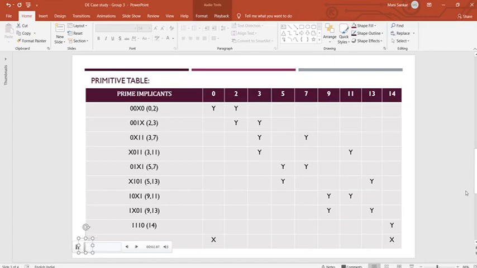After finding the first level reduction, we have to do the primitive table representation. This consists of the first level reduction values and the values which are given to us for finding the expression. For the first row we have 0, 2 in first level reduction. In this we compare 0, 2, so we write y in 0 and 2. After that for the second one we compare 2, 3, so we write y in 2 and 3. And for the third one, 3, 7, so we write y in 3 and 7. You can see that.